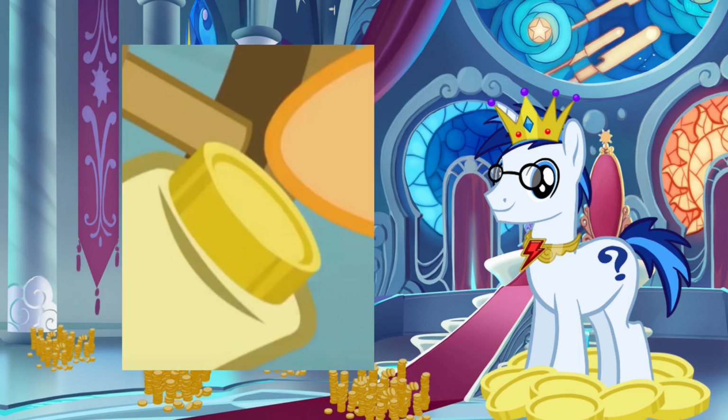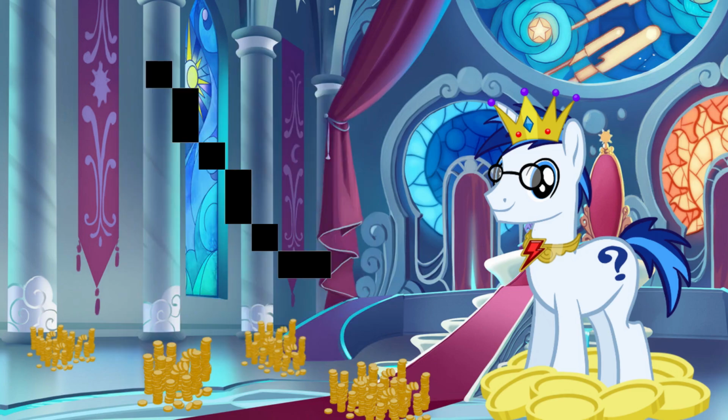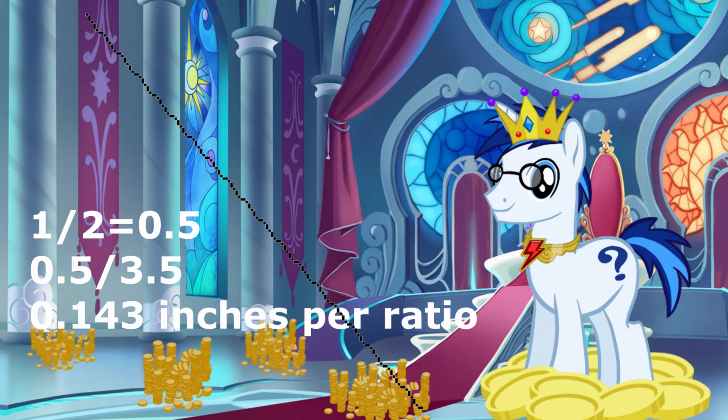So let's take a look at this scene. Using the comparison between a hoof and the coin, we can count the pixels from top to bottom of a hoof. After that, we'll get something like this. Now, I couldn't get it perfectly straight, but we can take the pattern of the pixels, which is 2 down and 1 to the right, making it a 2-to-1 ratio, and there are 20 of them. To find the length of each 2-to-1 ratio to measure the coin, we must take 1 and divide it by 2 to get 0.5, then divide it by 3.5 inches to get about 0.143 inches per 2-to-1 ratio.